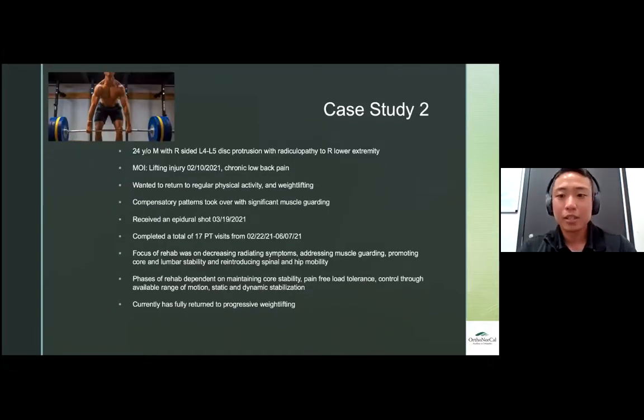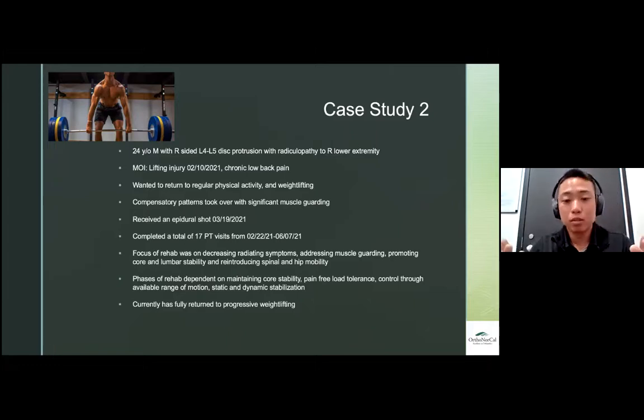And the next case study is also Dr. Koh's former patient. He's a 24-year-old male. He's essentially had a lifting injury. Aside from his back having a pretty big cramp, he had an L4, L5 disc protrusion. The disc was seeping out and pressing right onto the nerve. That nerve controls all of his lower extremity on the right side. And so he's having pain and tightness and discomfort on the right side of his body, on his lower extremity.